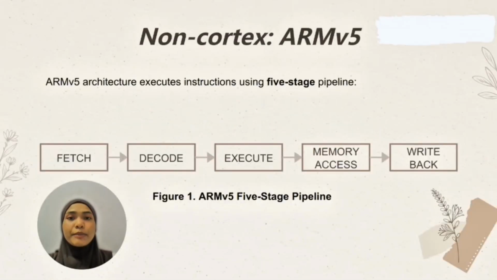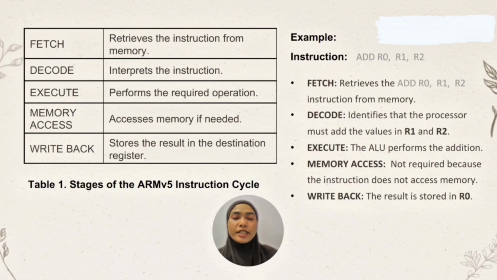Thank you, Aliana. My name is Farah and I will explain the instruction cycle of ARMv5. ARMv5 executes instructions using a 5-stage pipeline architecture. As shown in figure 1, the 5 stages are fetch, decode, execute, memory access, and write back. Each stage has a specific function that I will explain in the next slide. As you can see on this slide, table 1 shows the function of each stage in the ARMv5 instruction cycle.